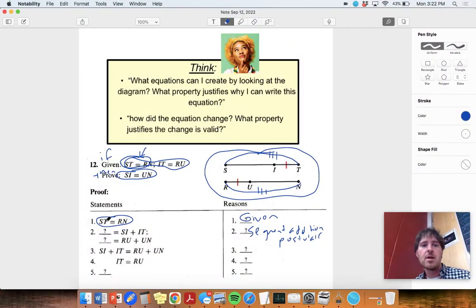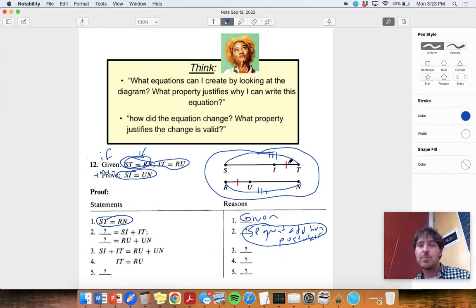Okay, step number 2. You can ask yourself, how does this equation change? What property justifies that change? Well, from step 1 to step 2, ST equals RN doesn't just change on its own. So that means they must have gotten these equations from the diagram. What are some reasons that we have directly from diagrams that allow us to write equations? Well, what are these? These are segments. So that means the segment addition postulate is our reason here on number 2.